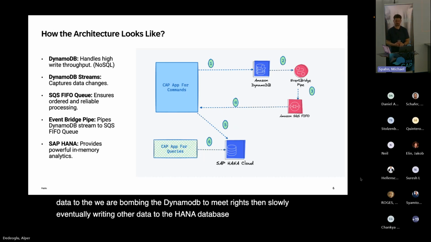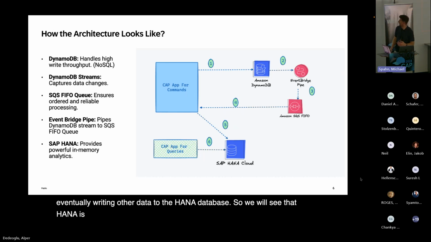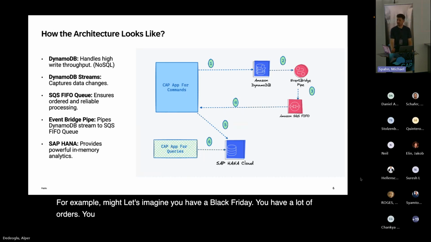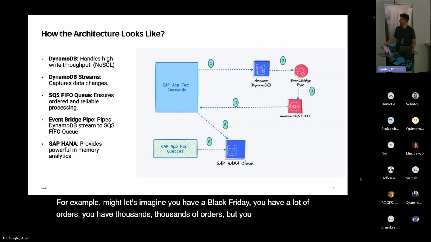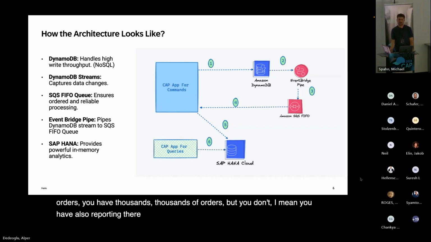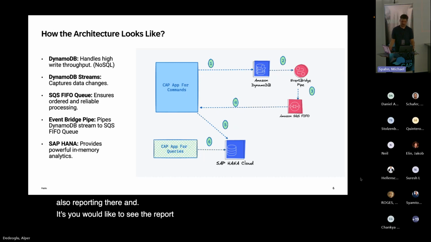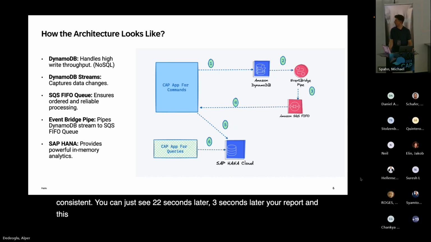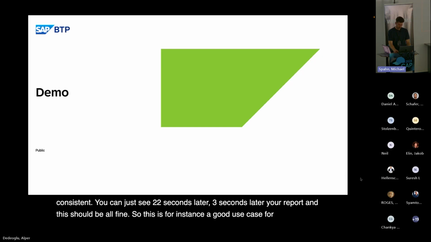So we will see that it's replicated to HANA at some point of time for our reporting. Which use case, for example? Let's imagine you have a Black Friday. You have thousands of orders, but you also have a reporting layer, and you would like to see the reports, but it's not necessary to be super consistent. You can just see your reports two seconds later, 3 seconds later, and this should be all fine. So this is, for instance, a good use case for the CQRS pattern.